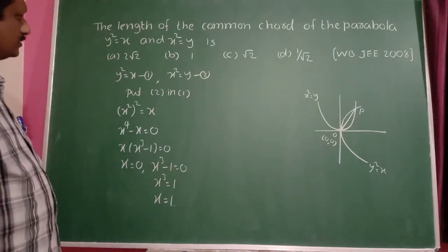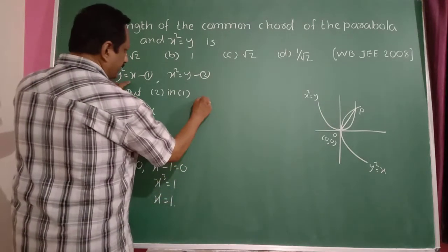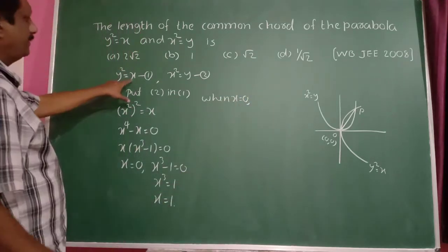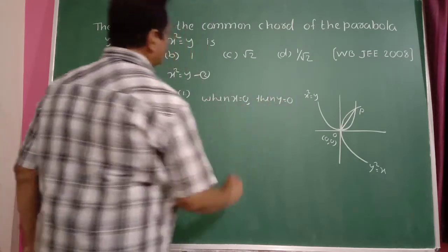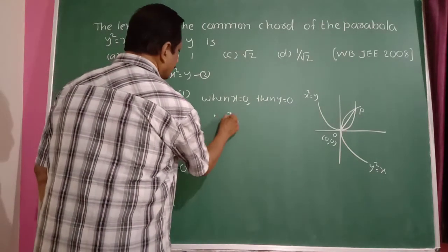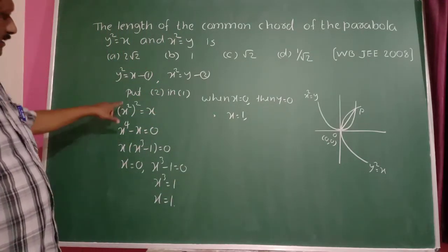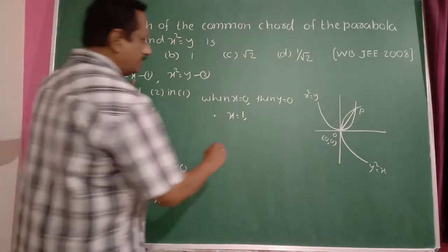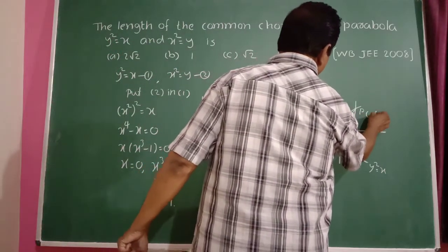So use x equal to 0 in any one equation here. Suppose if you substitute in the first equation, then x equal to 0, then y becomes 0. Put x equal to 0, then y is also 0. When x is equal to 1 here, you can take the second equation also, no problem. You will get the same result here. Then x is equal to 1, y square is equal to 1. If y square is 1, then y value is 1 here. Then y is equal to 1 here. So this point is (1, 1) here.